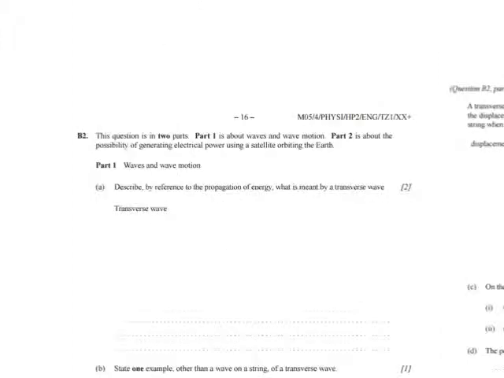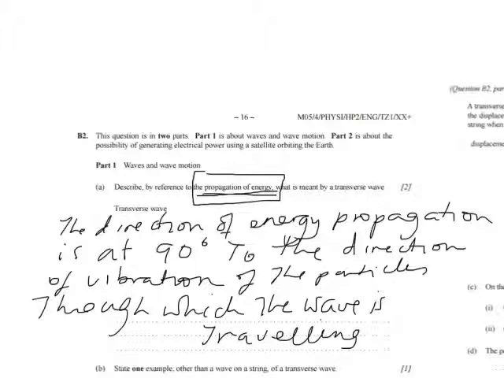So this is the next question, and here you have to describe by reference to the propagation of energy what is meant by a transverse wave. So what's important is that you make specific reference to these words. It's actually not that hard. This is interchangeable with the direction of the wave travelling. So the direction that the wave travels, or the direction of energy propagation, is at 90 degrees to the direction of vibration of the particles through which the wave is travelling. It seems like a very complex way of saying something that's pretty straightforward, but you have to remember this terminology.